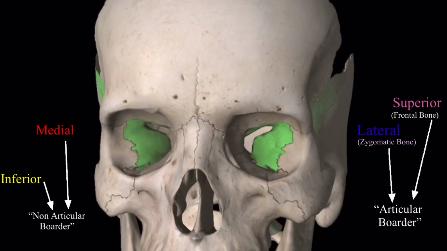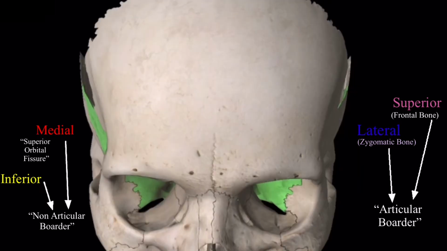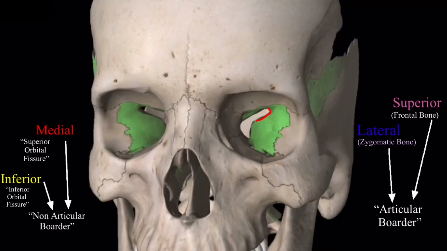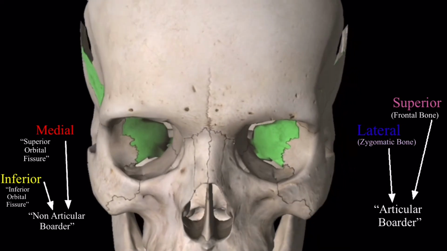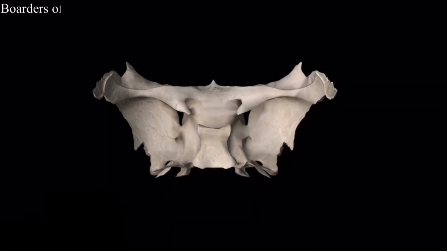The space between the medial border of the greater wing and the lesser wing forms the superior orbital fissure, while the space between the inferior border and the maxilla bone, along with some part of the zygomatic bone, will form the inferior orbital fissure. So the medial border has a contribution in making the superior orbital fissure, while the inferior border has a contribution in making the inferior orbital fissure.